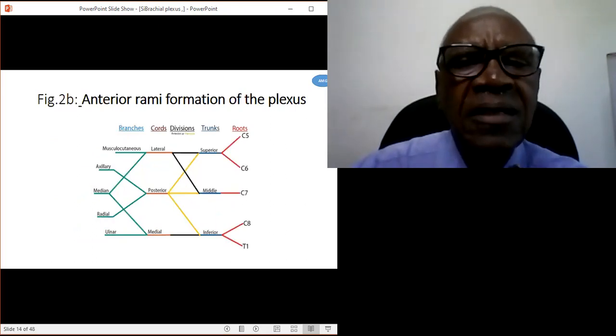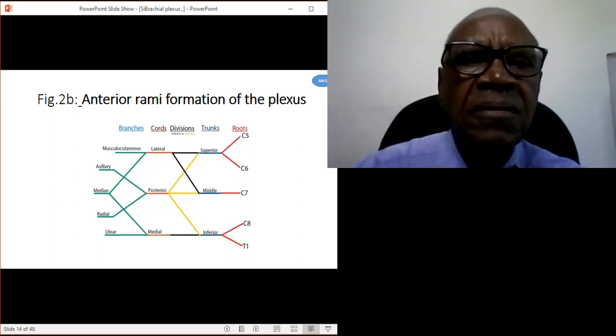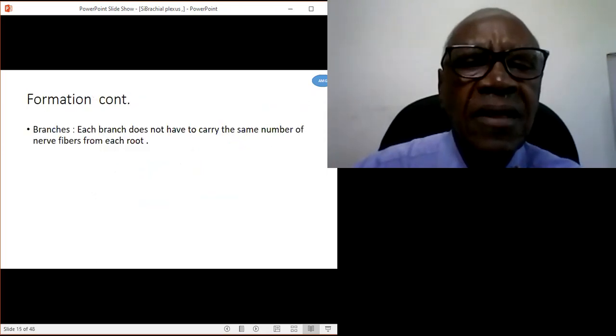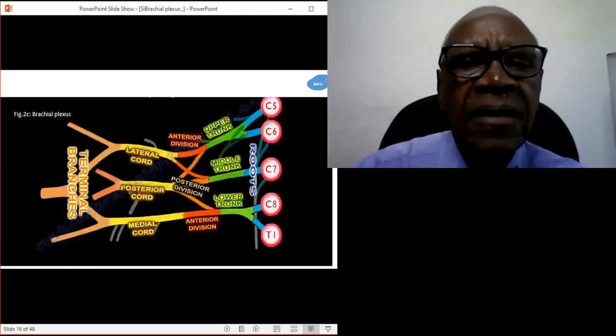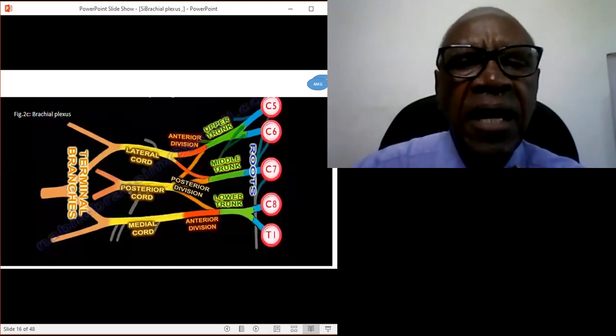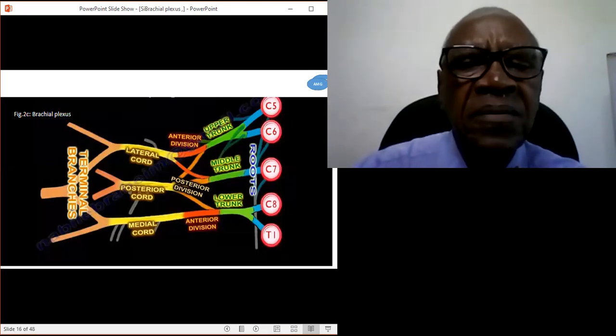Slide 2B shows roots, trunks, divisions, cords, and branches. During the formation, not all branches have an equal number of fibers from the roots. Some have more, others have less. Slide 2C shows again the brachial plexus: roots, trunks, divisions, and the cords.